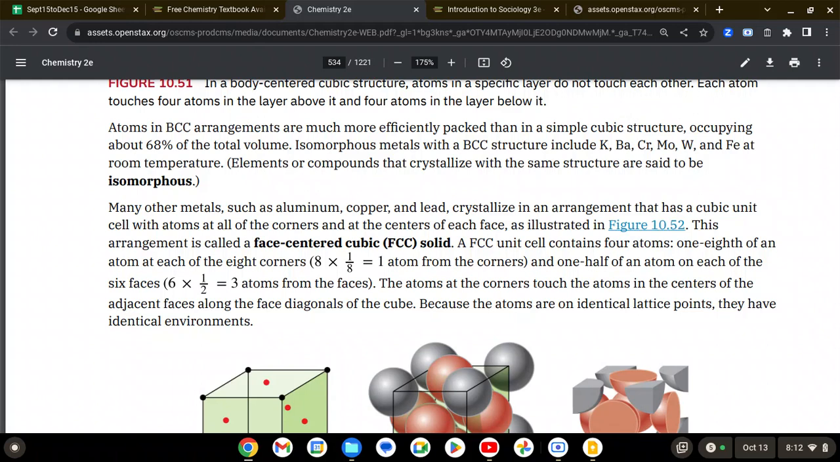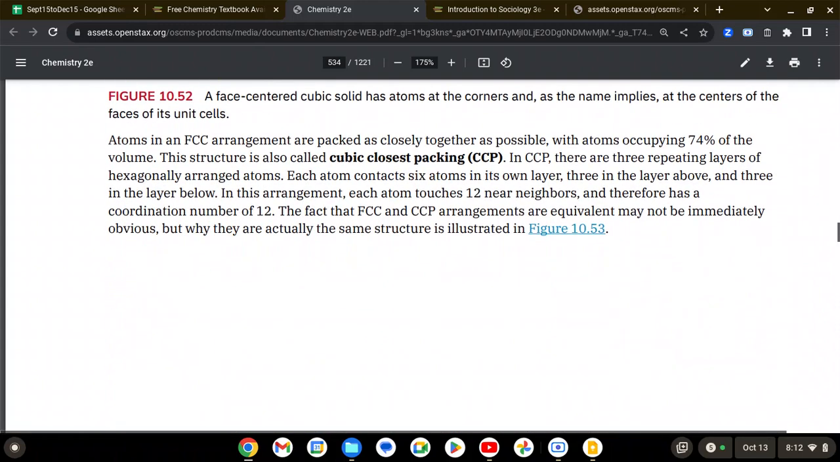The atoms at the corners touch the atoms in the centers of the adjacent faces along the face diagonals of the cube. Because the atoms are identical on identical lattice points, they have identical environments. Atoms in an FCC arrangement are packed as closely together as possible, with atoms occupying 74% of the volume. This structure is also called cubic closest packing.